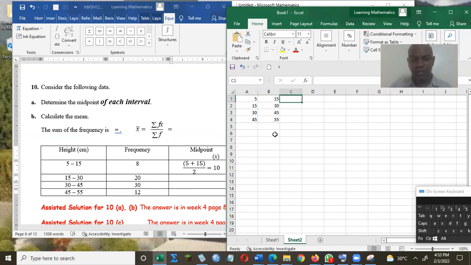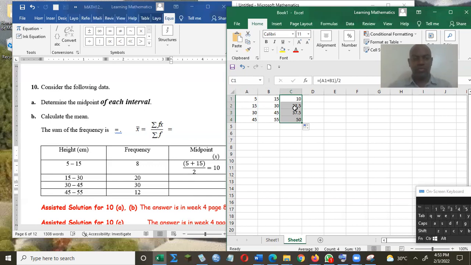And there you're going to calculate your midpoints. You can easily type equals, open bracket, A1 plus B1, close bracket, divided by 2, enter. Here's your 10. And if you go to that famous green little square on the bottom right corner and double click, bam, look, your midpoints are there.